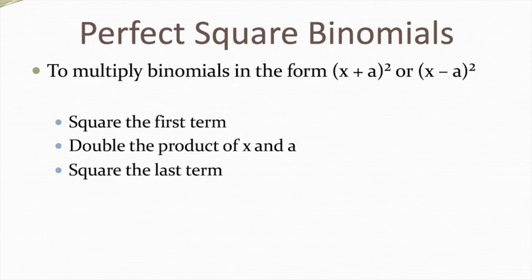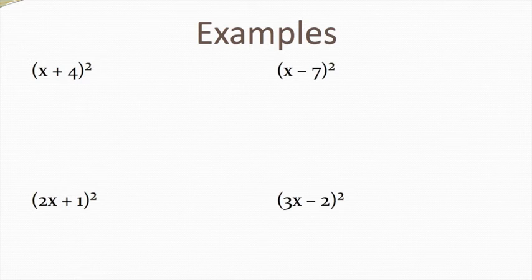Perfect square binomials. To multiply binomials in the form of x plus a squared or x minus a squared, we square the first term. You double the product, so we multiply x and a for our middle term, and then we square the last term. So let's try some examples.